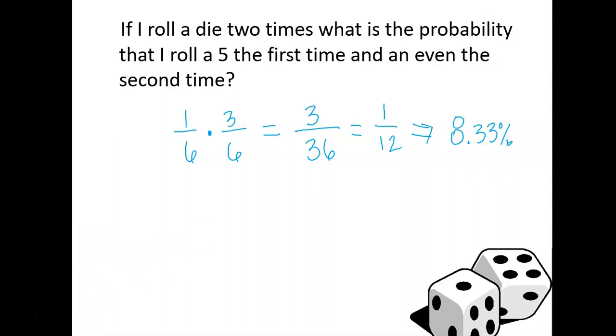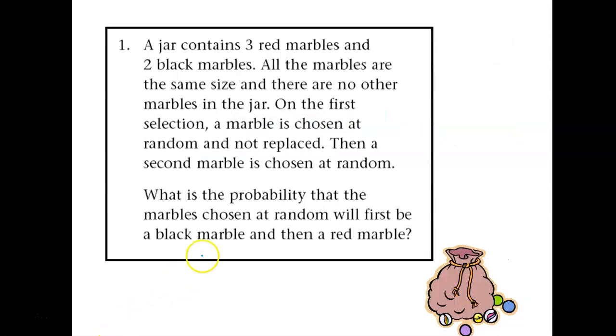Okay, let's try something else. A jar contains 3 red marbles and 2 black marbles. So altogether there are 5 marbles in this jar. All the marbles are the same size and there are no other marbles in the jar. On the first selection, a marble is chosen at random and then replaced. Then a second marble is chosen at random. What is the probability that the marbles chosen at random will first be a black marble and then a red marble? Okay, so the important part here is that it tells us that the marble is not replaced.